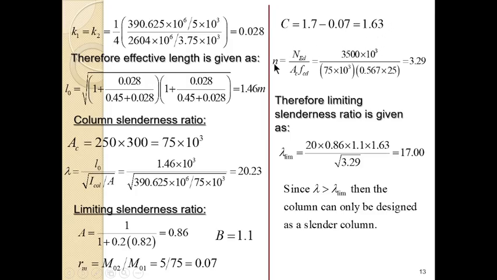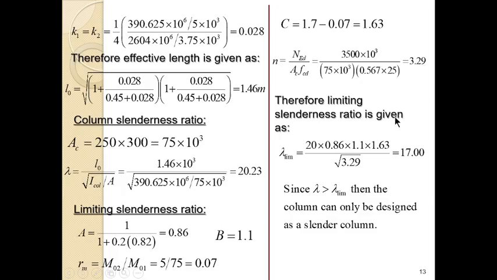We now calculate N, which is our design load all over Ac fcd. Our design load we were given as 3,500 kilonewtons. So if we change to newtons, it becomes times 10 raised to power 3. Now Ac, the area of concrete, we have calculated here to be 75 times 10 raised to power 3. So this is the area of concrete. Now fcd, the design strength of concrete, we have said it will be 0.567 times 25. So we put that, and that gives us N as 3.29.